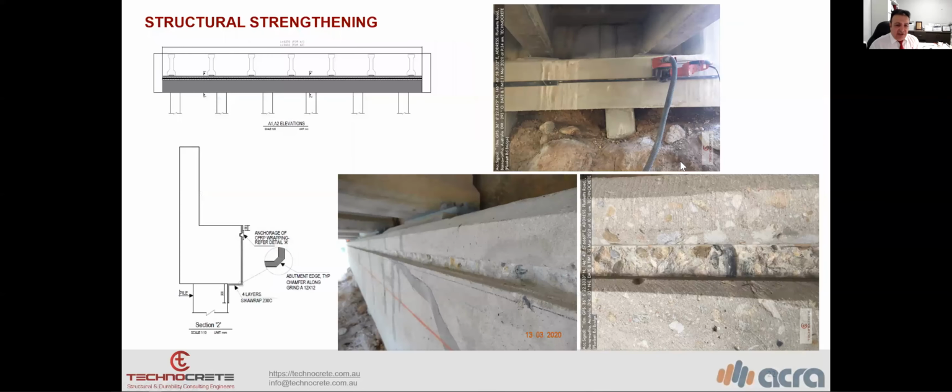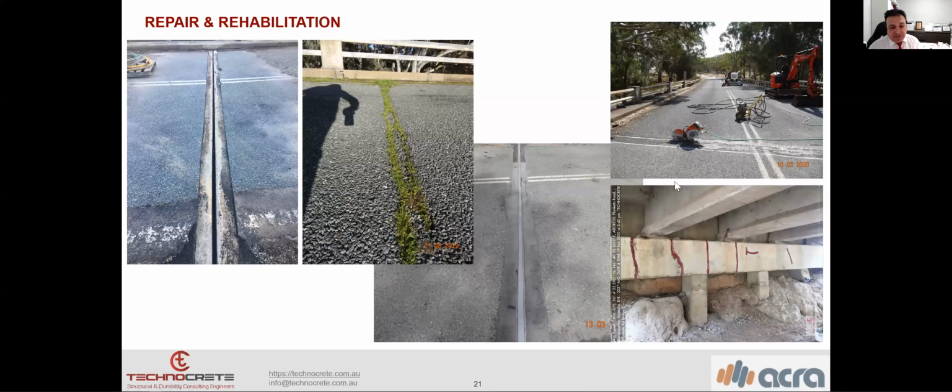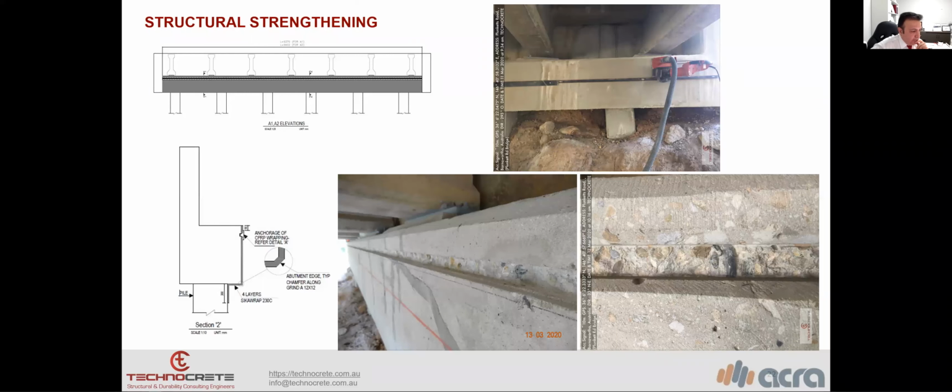And then after crack repair, the abutment, which we saw, had to be strengthened. The top left-hand side shows the strengthening of the abutment. The problem with this was the abutment was low in shear. Then the strengthening had to be done with shear strengthening.